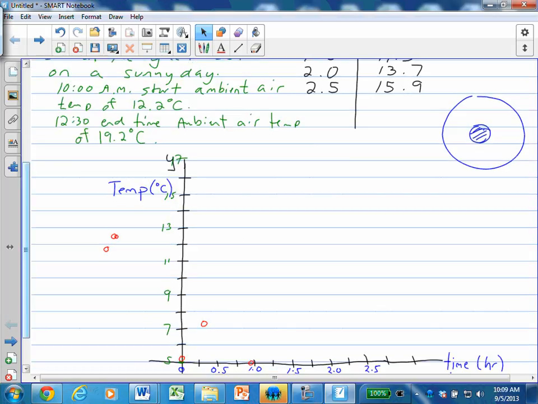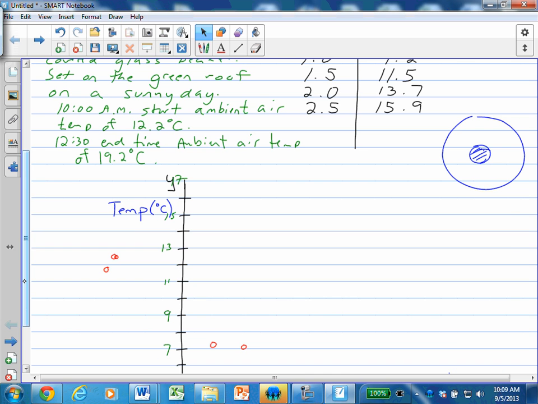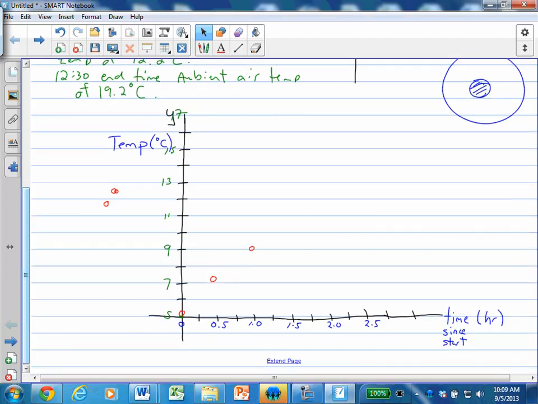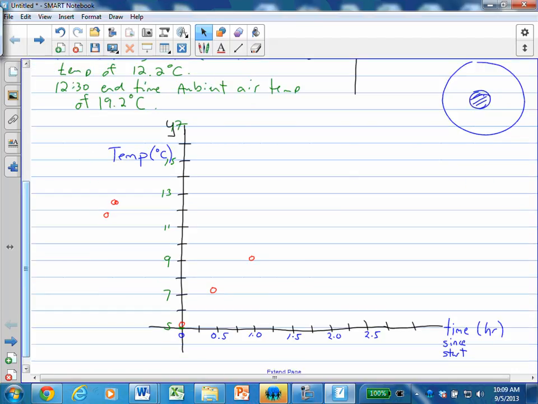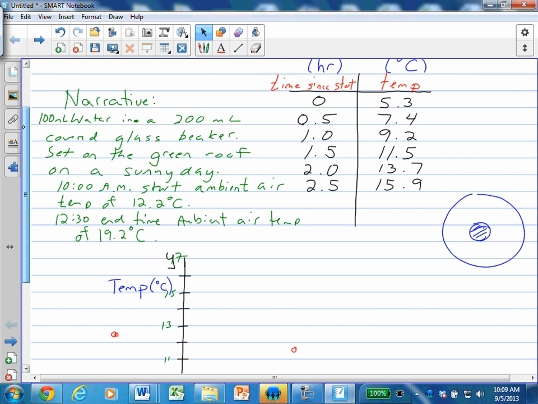Oops. 1, so I had that one off a little bit, so now I'm trying to fix it. 1, 9.2. And then 1.5, 11.5. And then, oops, 2, 13.7.